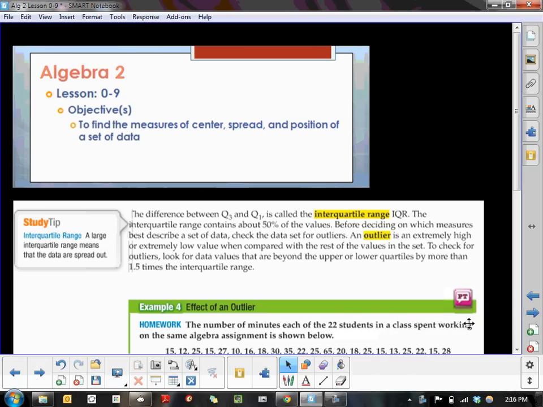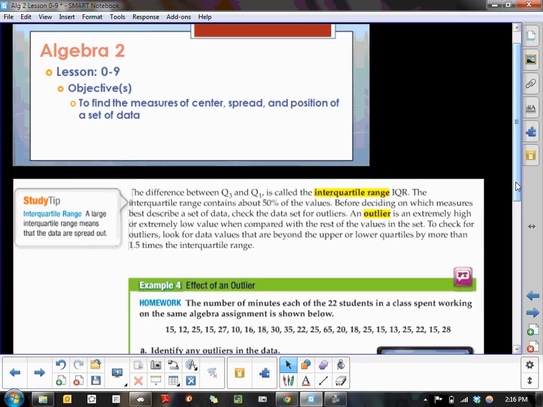Finally, statisticians are interested in knowing if there's any data values in your set that have a great influence on your center of tendencies, or your mean, median, mode, or your spread of your data. And these things are called outliers. So what we're going to be doing is we're going to see if we can find any outliers in our data that would greatly influence either our mean or our spread of the data.